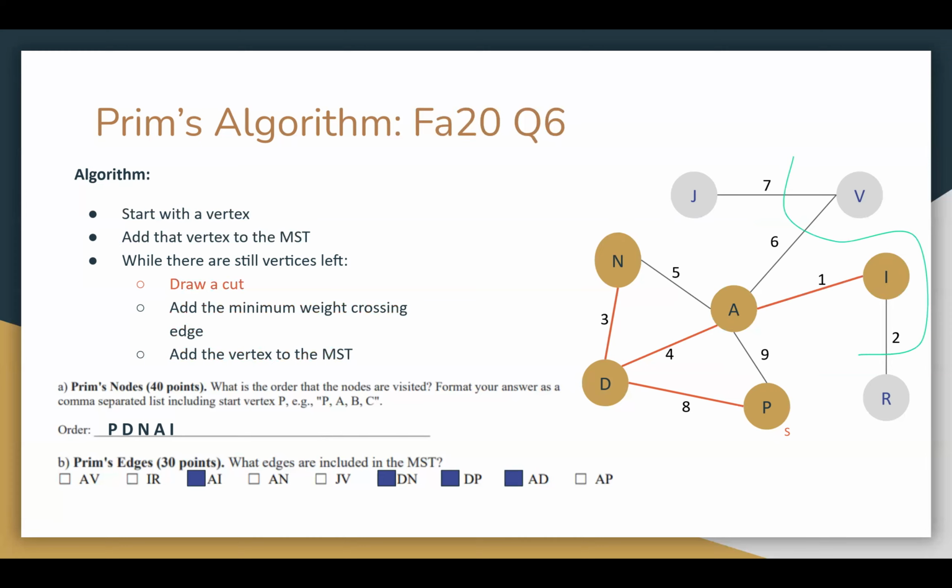Onto the next one, we have this cut, and then IR has the least weight of 2, and so that gets included. And then VA with a weight of 6. And then the last one is the edge VJ with a weight of 7. And so that concludes Prim's algorithm, and you have every single vertex that's been included. Yeah, for clarity. Any questions about how this is done?